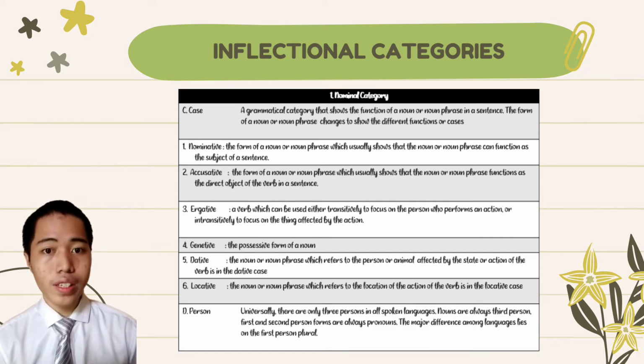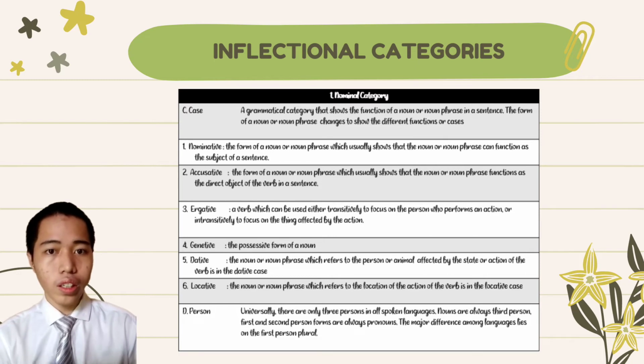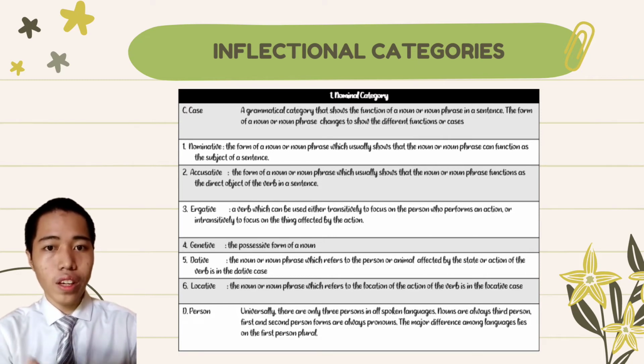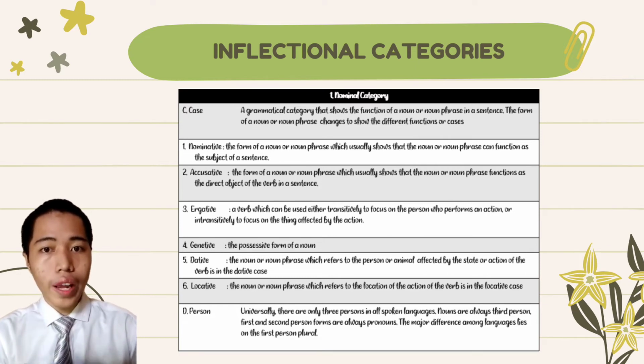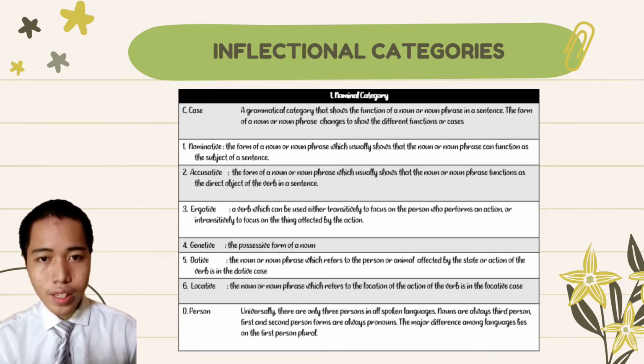The fifth form is dative, the noun or noun phrases which refer to persons or animals affected by the state or action of the verb are in the dative case. The sixth form is locative, the noun or noun phrase which refers to the location of the action of the verb is in the locative case.